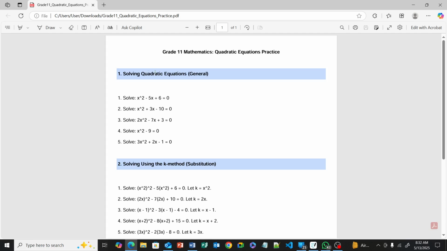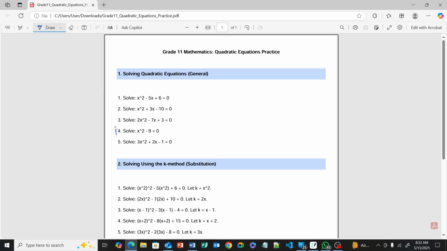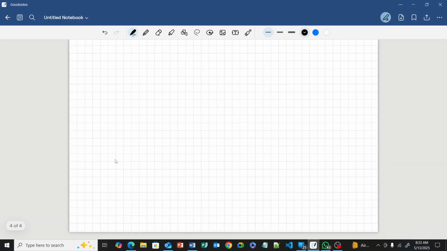Now I'm going to do number 4. So number 4, we simply have x squared minus 9 equals to 0. Now everything we've done before, our equations, was in the form of a trinomial, meaning that it contained 3 terms. Now this time around we have a binomial.